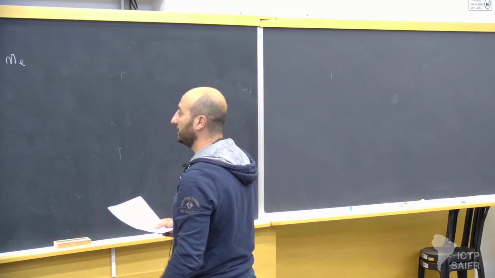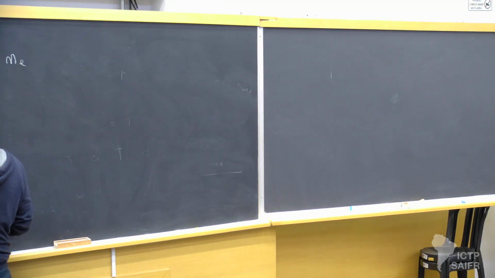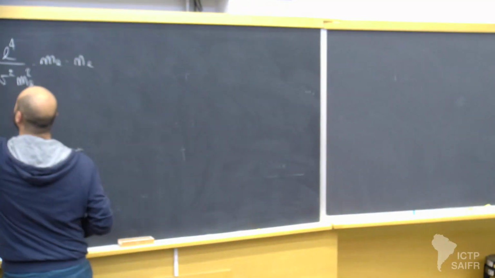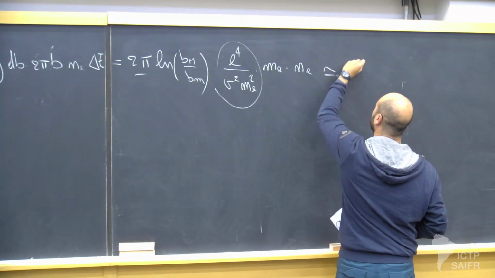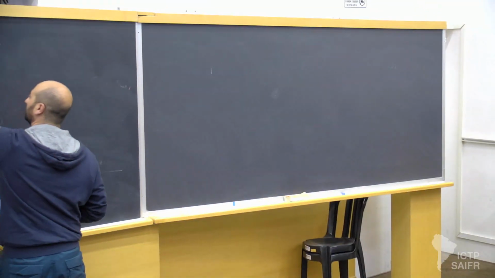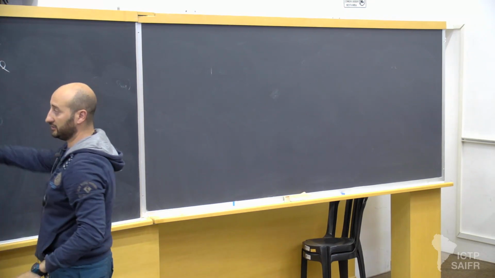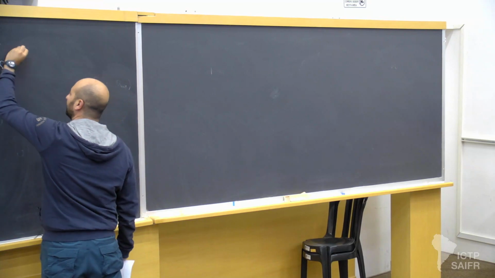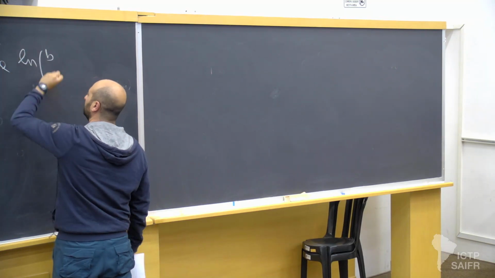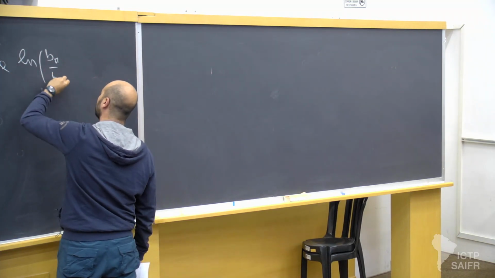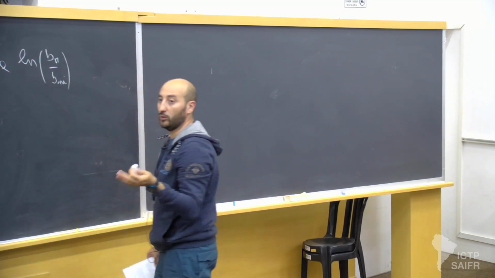Okay? So forgetting about factors of order 2, these together are basically sigma Thomson, the number density, the mass of the electron, the only scale in the problem. And then there is this logarithm of b max over b min. What is this? Well, this is the so-called Coulomb logarithm.